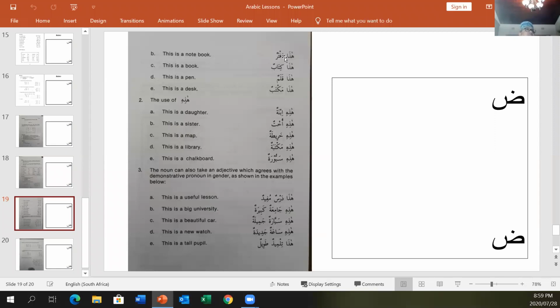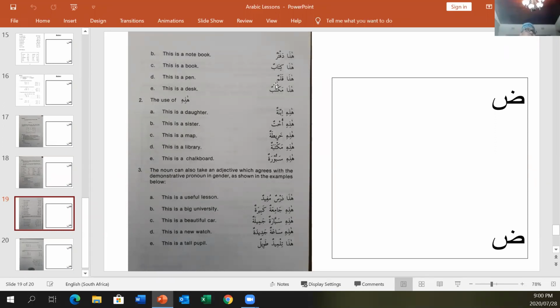Obviously daftarun doesn't have a feminine form, because you can't say hadihi daftaratun. There's no word like that. So that's just something we need to take note of. Importantly, hadha is used for masculine because daftarun is masculine, because there's no ta marbuta at the back. Then again, hadha kitabun, this is a book. If you say hadihi kitabun, it's wrong, because kitab is masculine and hadihi refers to feminine.